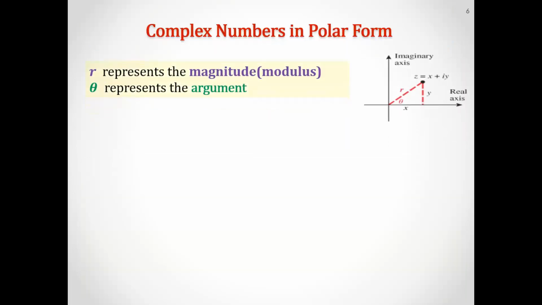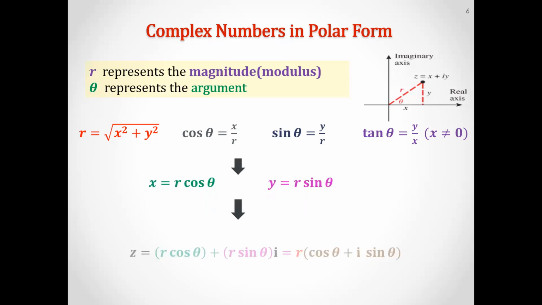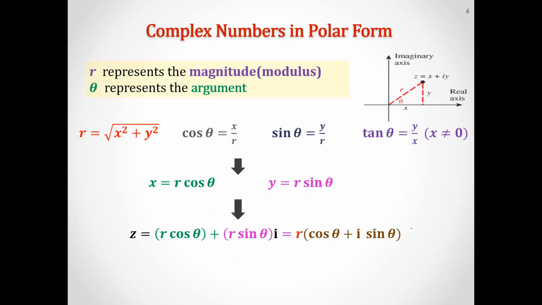Okay, but more or less the same quantities. So if we call r the magnitude or the modulus, and theta the argument, these are the relationships. Tan theta is y over x, sine theta is y over r. Now y is r sine theta, x is r cosine theta. Okay. I have this form called the polar form.